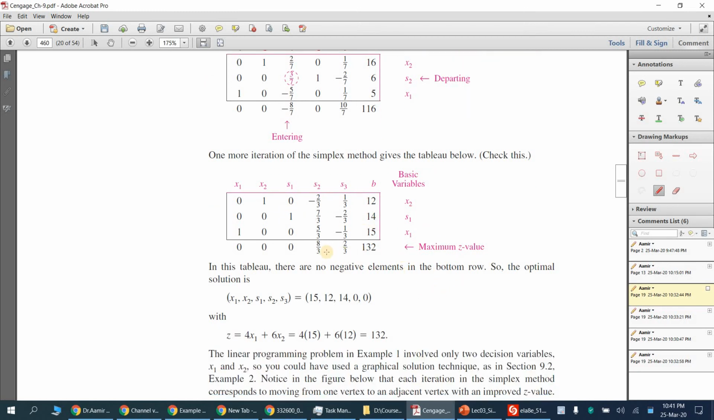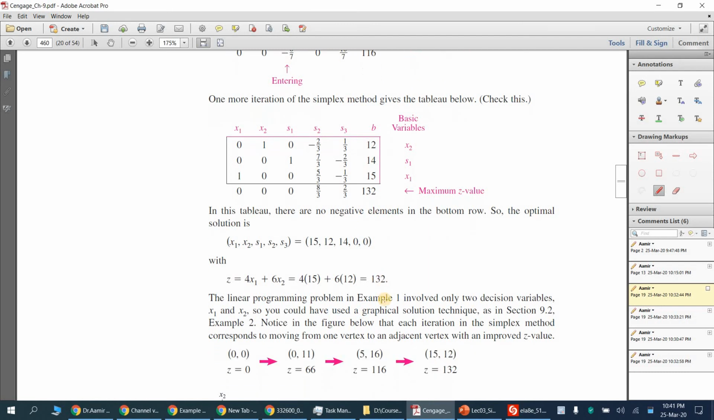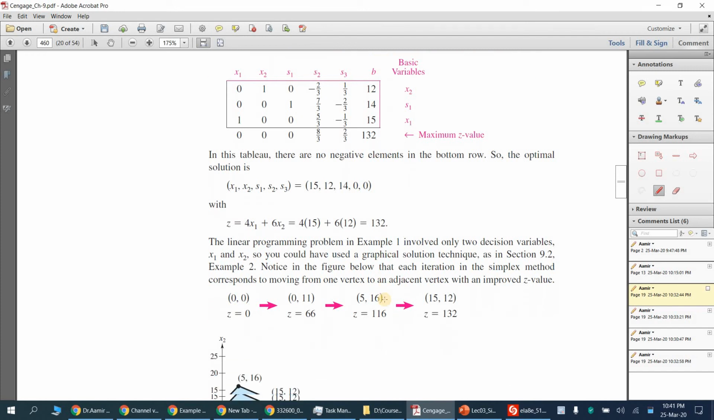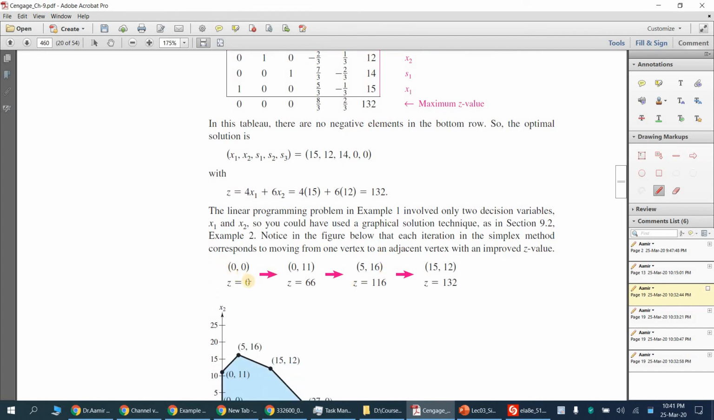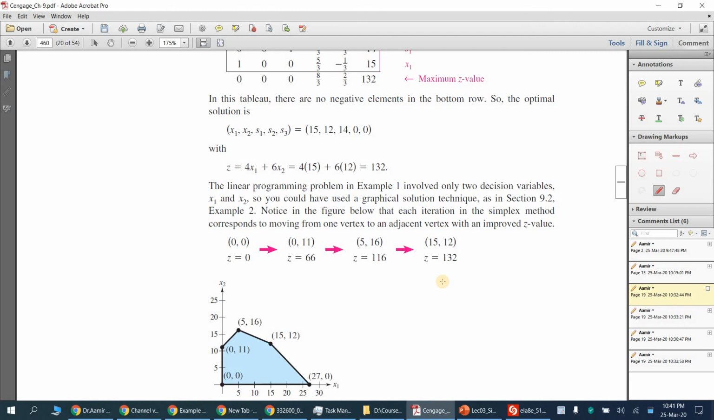And then we do other operations, and finally we get this value, and this time there is no negative value in the z equation. So it means that our solution is optimum, and the best z value we get is z equal to 132. So you see we had over here 3 iterations. We started with z equal to 0, we went to z equal to 66, then 116, and finally 132. And basically again same thing, we started with 0 0, same as we saw in the slides.